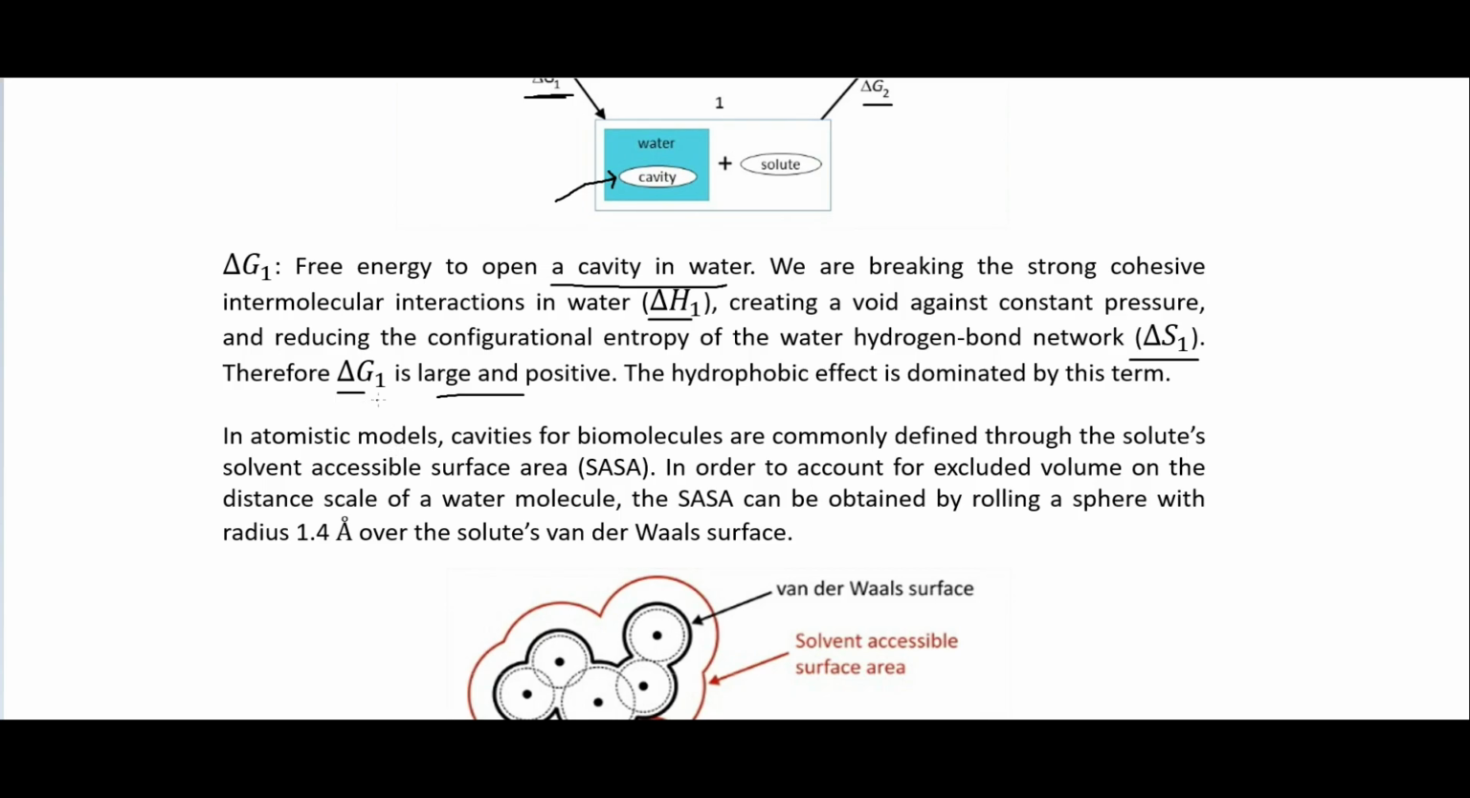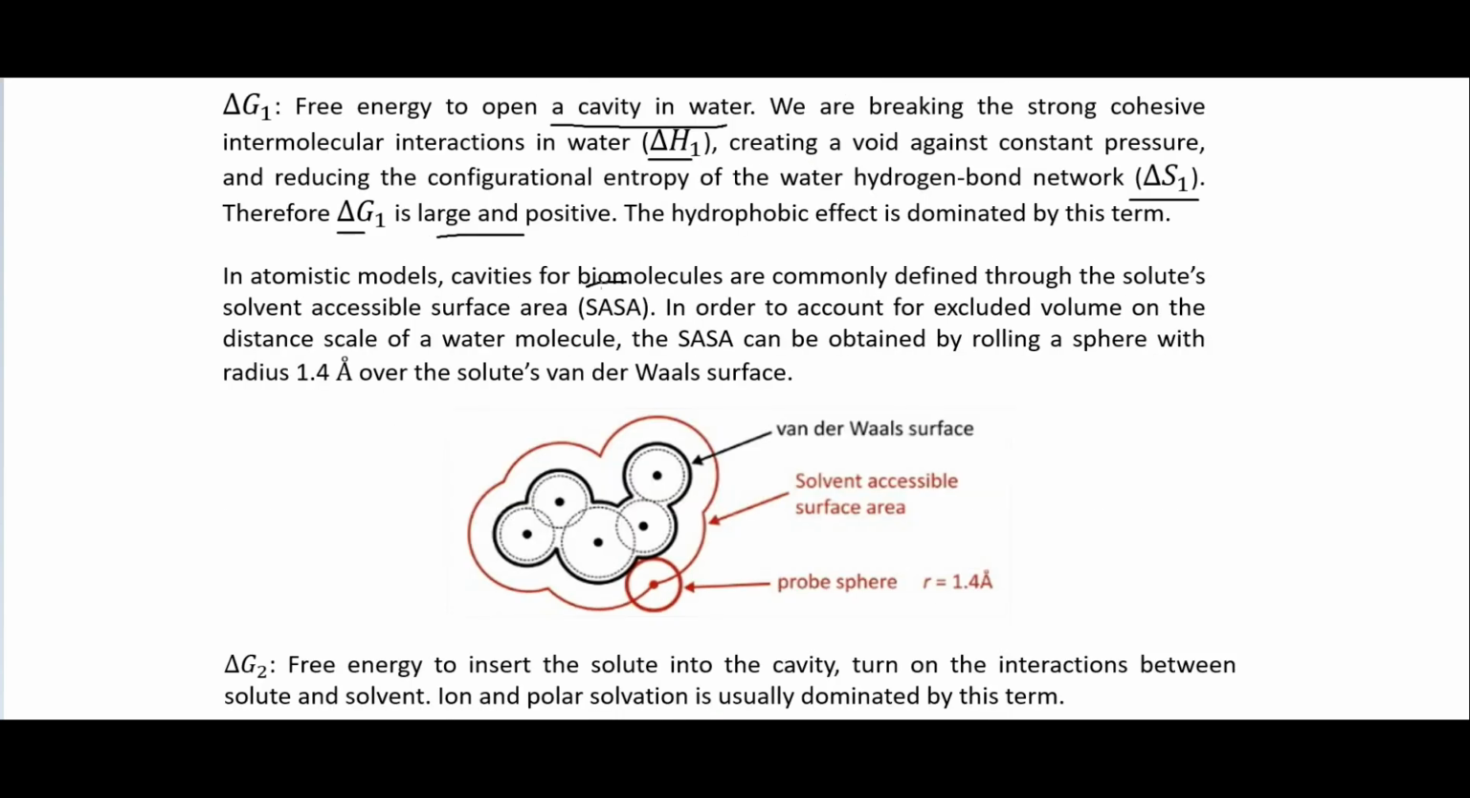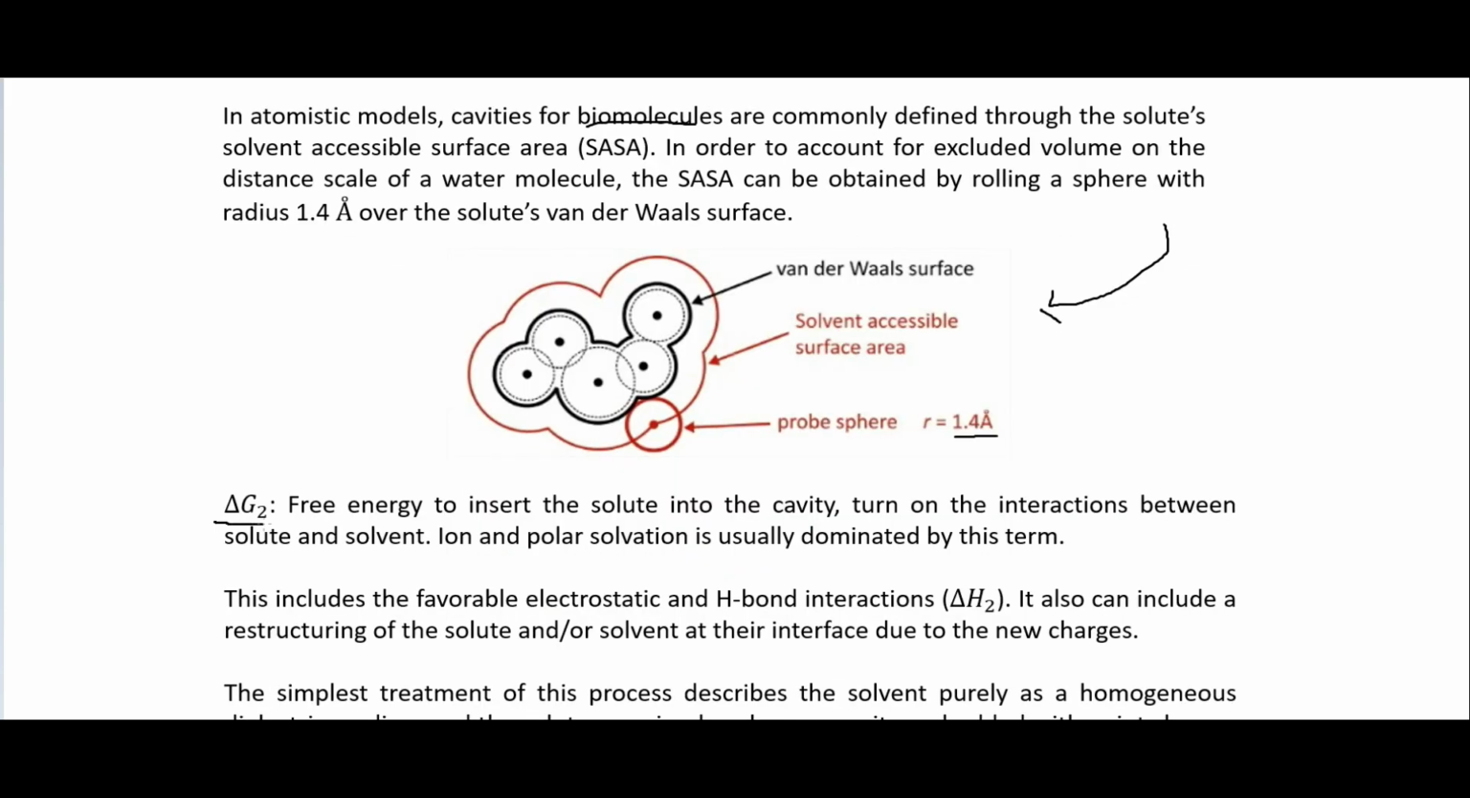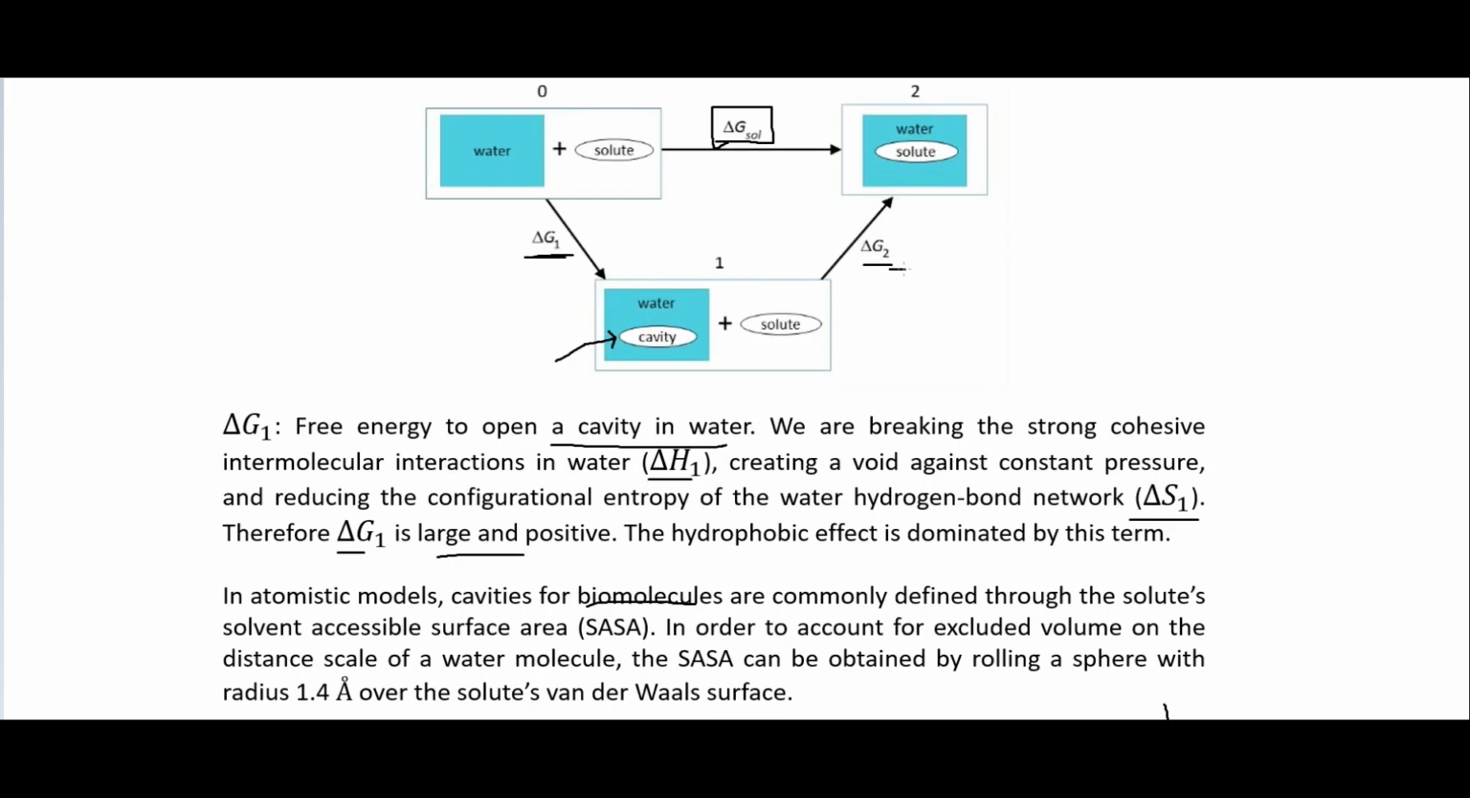So in atomistic models, cavities for biomolecules are commonly defined through the solute's solvent accessible area. That's what this figure is showing here. The way we do it is we take this probe sphere that has a radius of 1.4 angstroms, and we roll it around this entire molecule. The line traced out by the center of this circle is going to be the solvent accessible surface area, or the SASA.